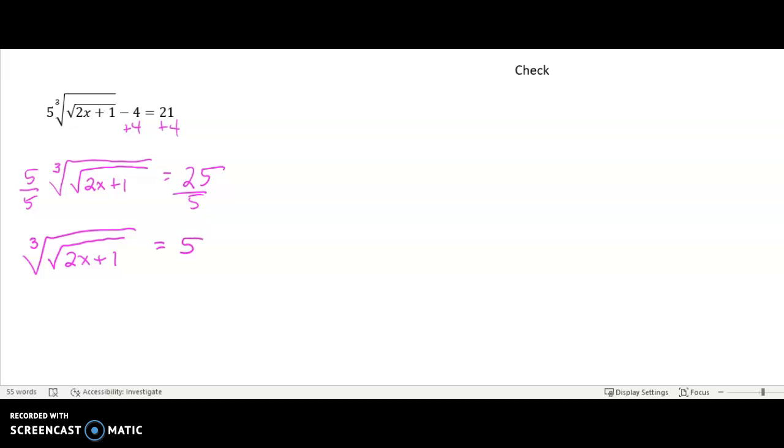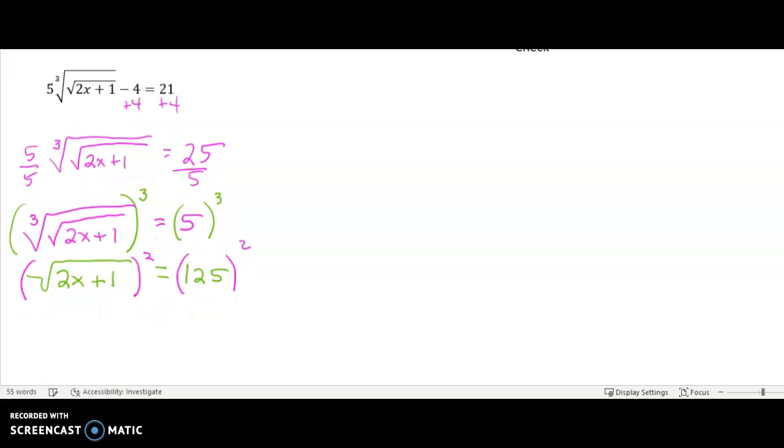To cancel out the cube rooting, we will cube both sides. So 5 cubed is 125. And like I said, cubing cancels out cube rooting. So we end up with the square root of 2x plus 1 equals 125. To cancel out square rooting, I'll square both sides. This is going to be a big number, but that's okay.